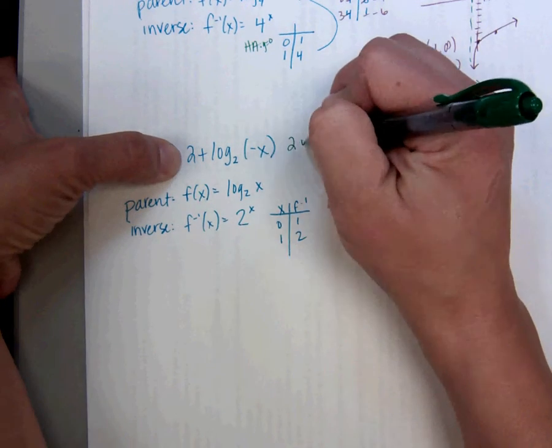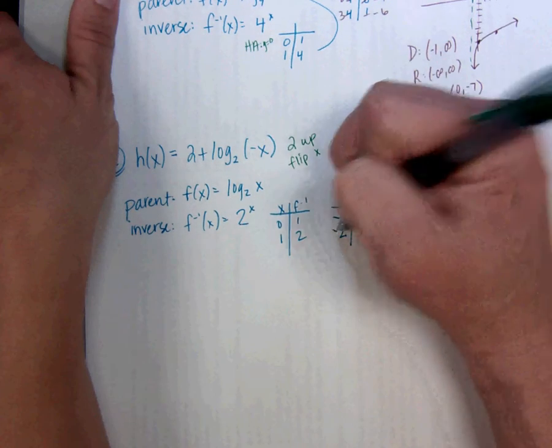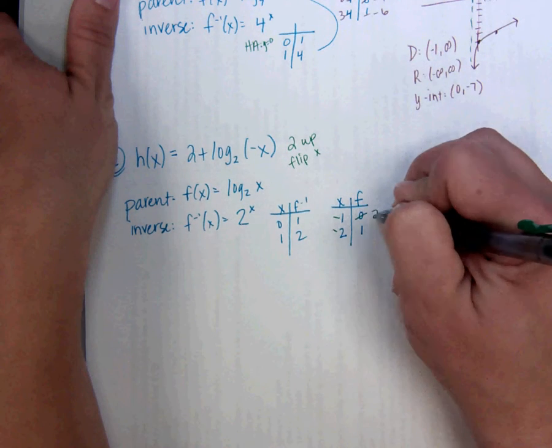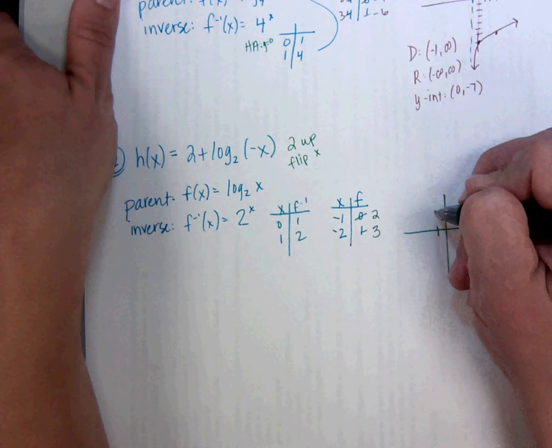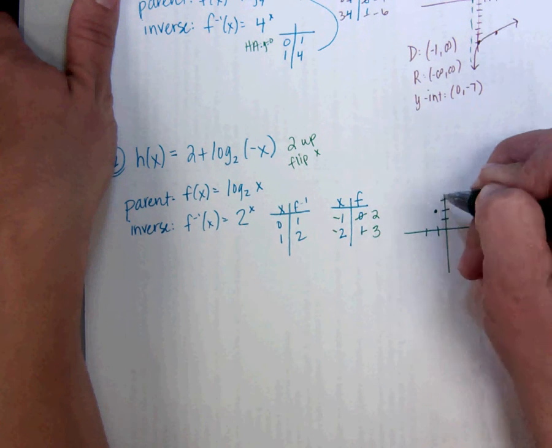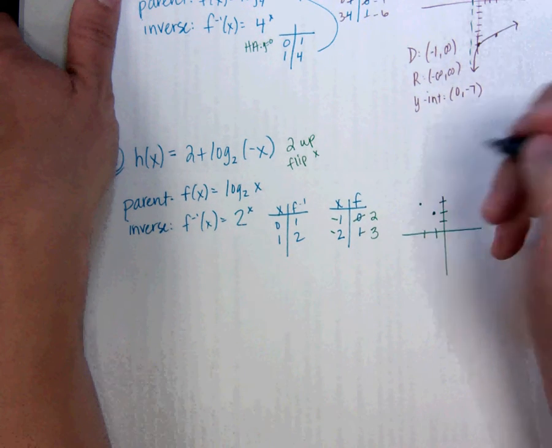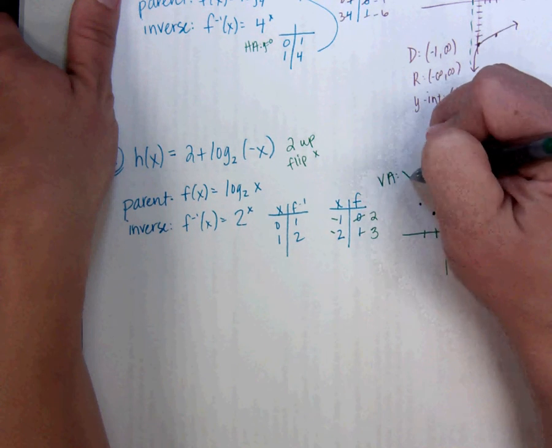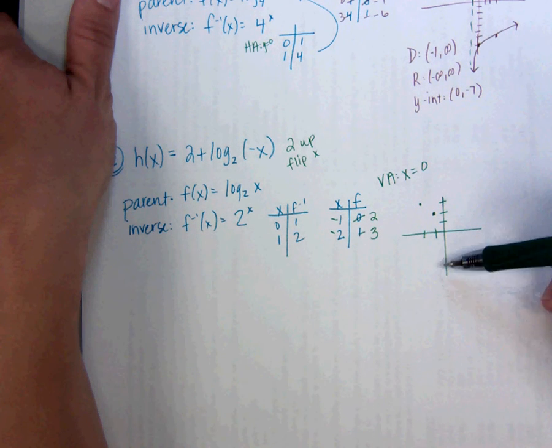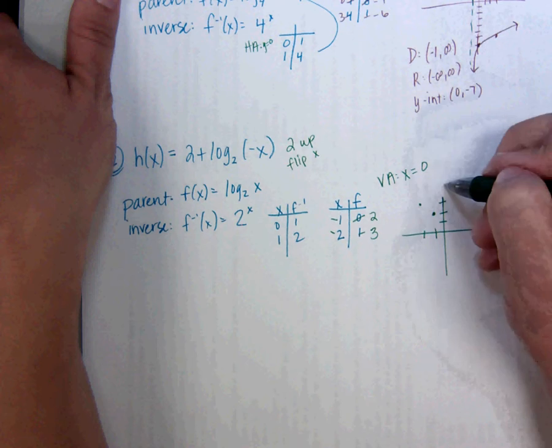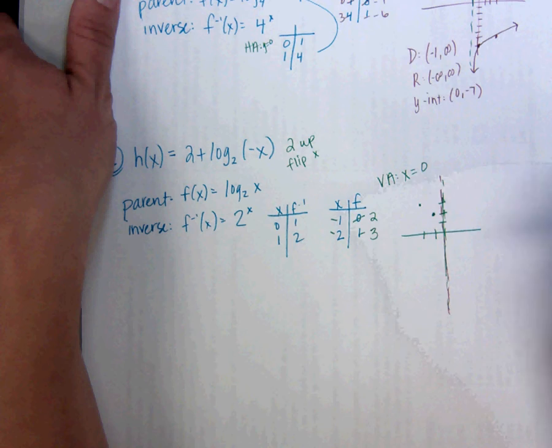So this says I'm going 2 up, and I'm flipping my x values. So my x values become negative, and my y values go up 2. So negative 1, 2, and negative 2, 3. You typically have that vertical asymptote at x equals 0. If I'm going up and down, it hasn't moved. And if I flip or multiply by a negative, it hasn't moved. So I have this vertical asymptote here at the y-axis.